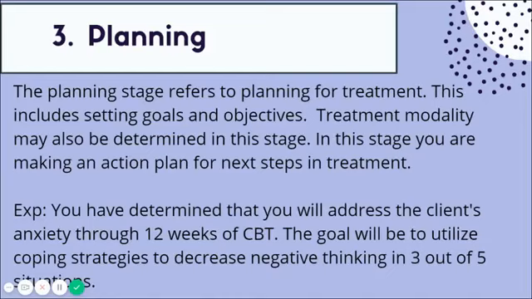So given that example of the client that's presenting with anxiety, in the planning phase, you might determine that you're going to address anxiety through 12 weeks of CBT. And the goal that you're setting is for the client to utilize coping strategies that decrease negative thinking in 3 out of 5 situations. This is, of course, just an example, but you do want your goals to be specific. You don't just want to say, I want the client to improve, because that could mean a variety of different things. You need to kind of have examples. So this could be that the client is using mindfulness in 3 out of 5 stressful situations. But you just really do want to have some sort of tangible goal that the client can meet.